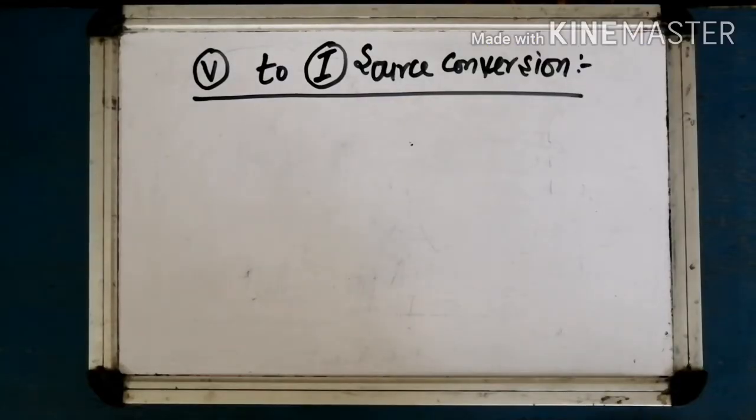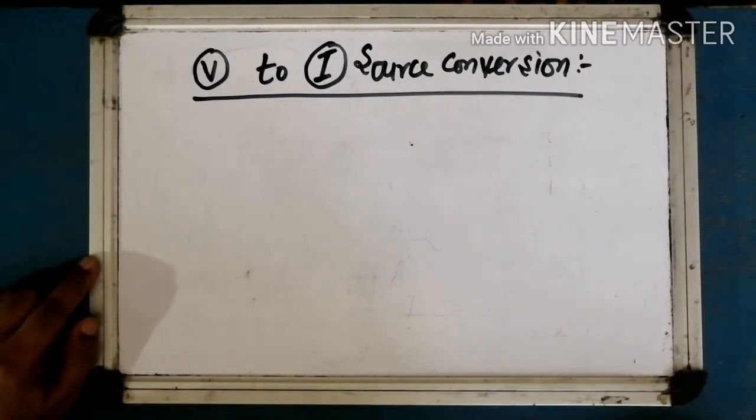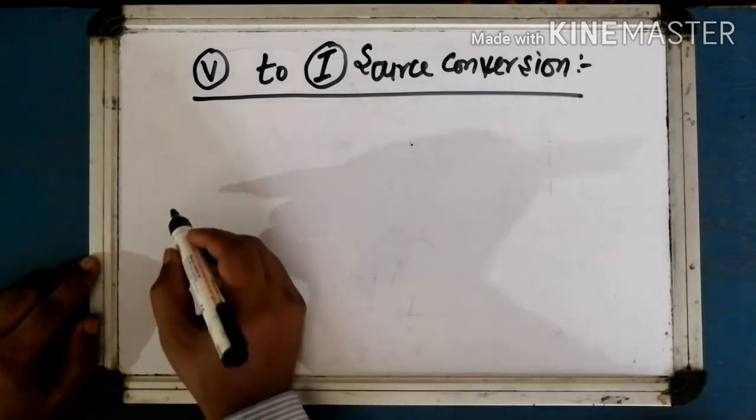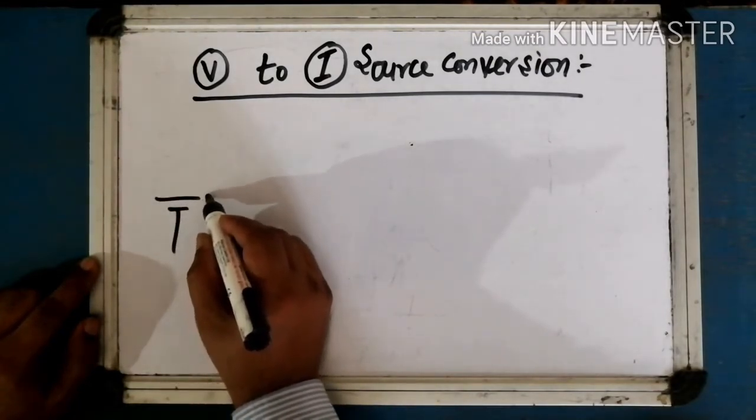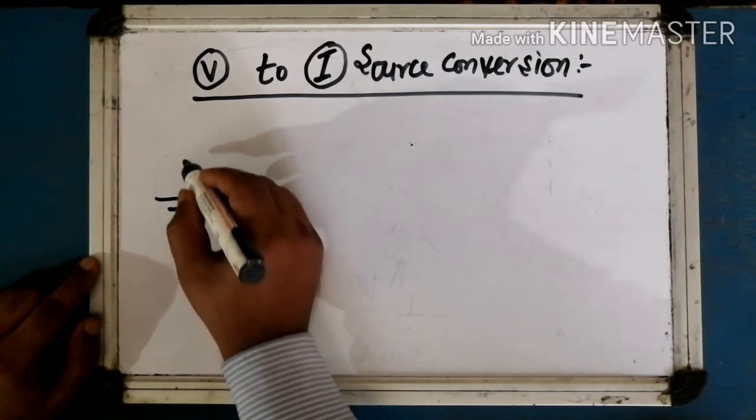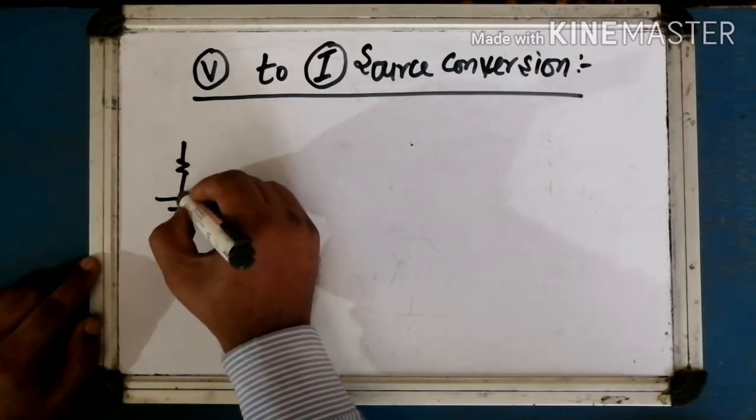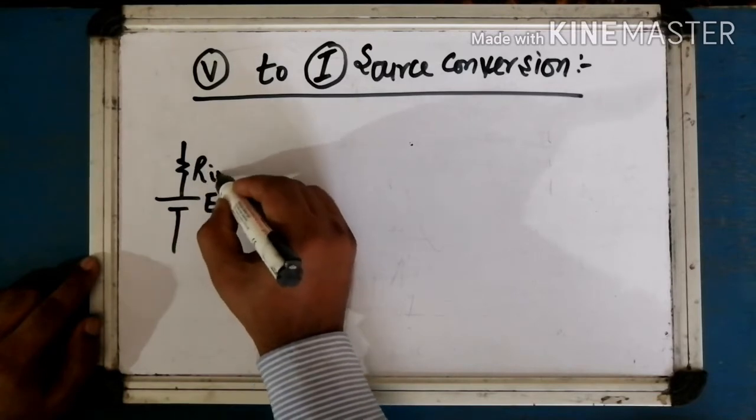Now see the first one, that is voltage to current source conversion. Here I am going to convert a real voltage source into the equivalent current source. This one is the voltage source having the voltage value E. This one is internal resistance, right?